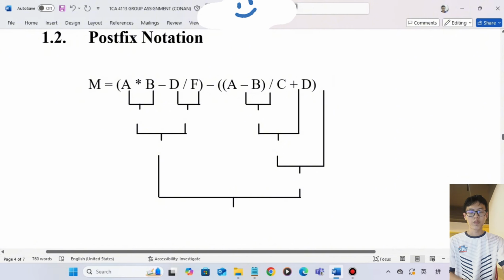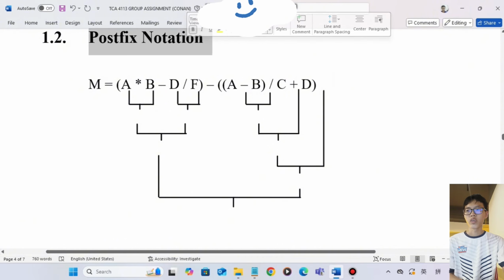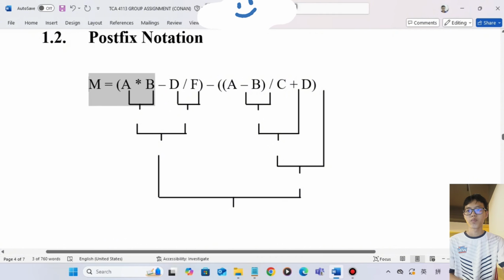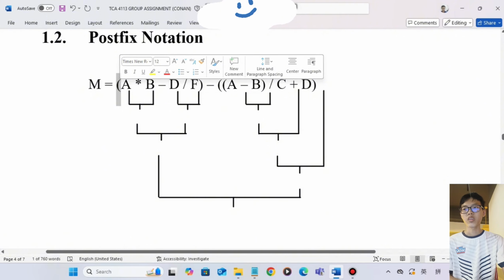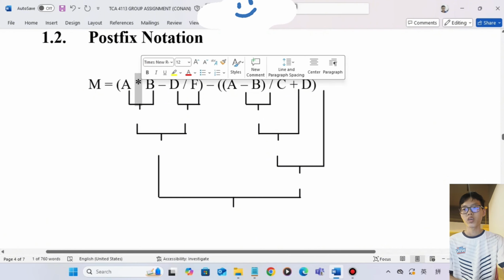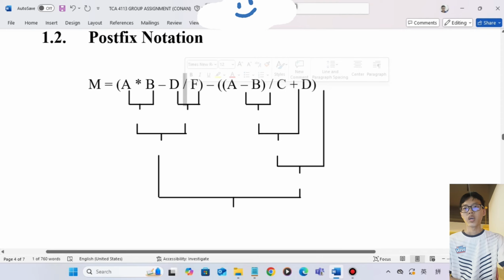In this stage, I'm going to explain how to convert an infix expression into postfix expression by using postfix notation. So let's look at the example provided in the slide. We solve from left to right, and first we solve the bracket, second the multiply operator and divide operator, and finally we solve the plus and minus operator.